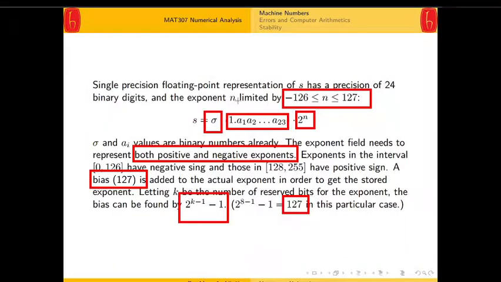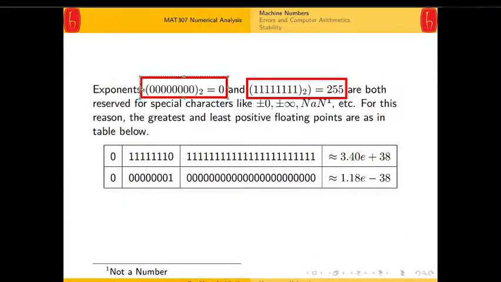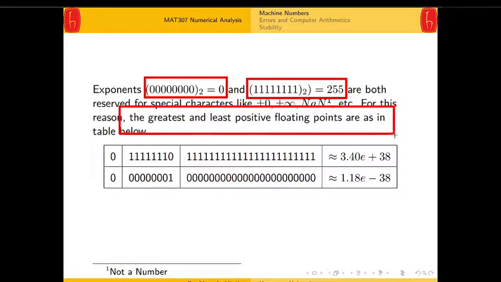So this means we have reserved some exponents, the very first exponent and the last exponent, for these special characters like 0, positive and negative infinity, and not a number. There are some other special characters as well, but these are the most commonly used. For this reason, the greatest and least positive floating point representations are given in the table like that.